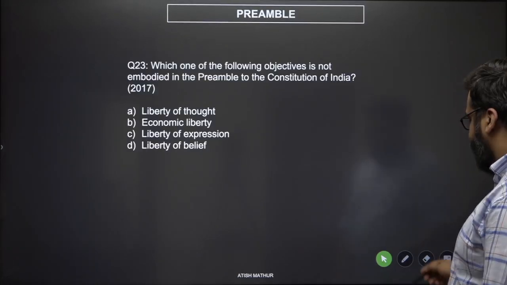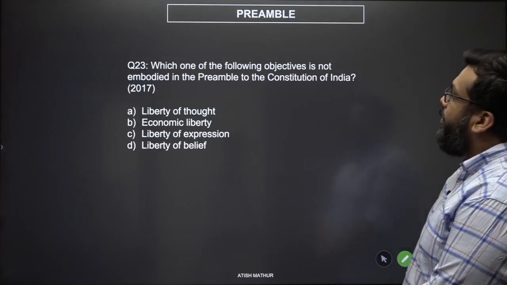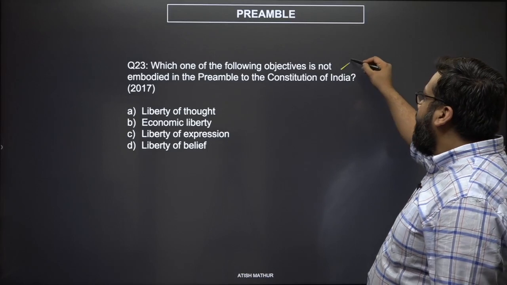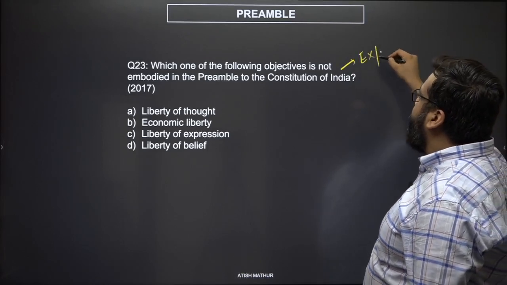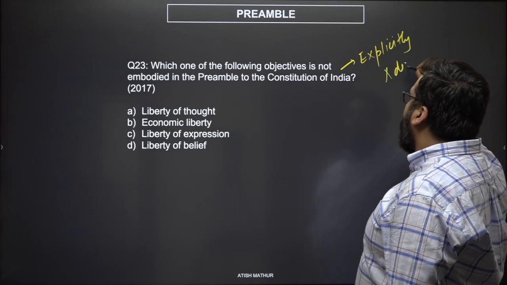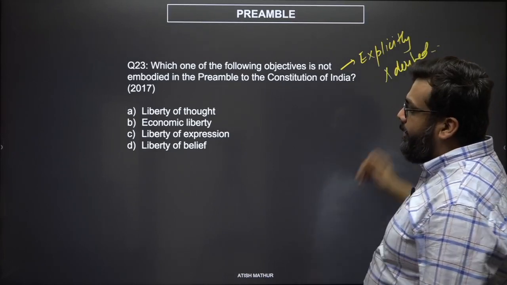Next, which of the following objectives is not embodied in the preamble to the Constitution of India? Which means this has to be explicitly mentioned in the Constitution. It cannot be derived under any circumstances.